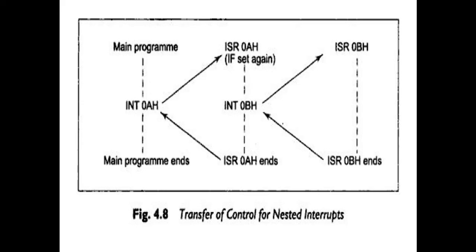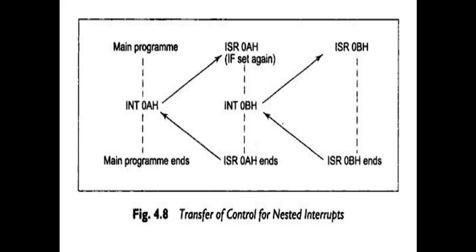Here in the main program, we have an interrupt instruction, INT 0AH. We directly go to the interrupt vector table, fetch the address of this ISR, go to the particular location, and execute ISR 0AH. While executing this procedure, we have another interrupt, INT 0BH. So we directly go to the interrupt vector table, fetch the address of the ISR corresponding to 0BH, and then execute that procedure.